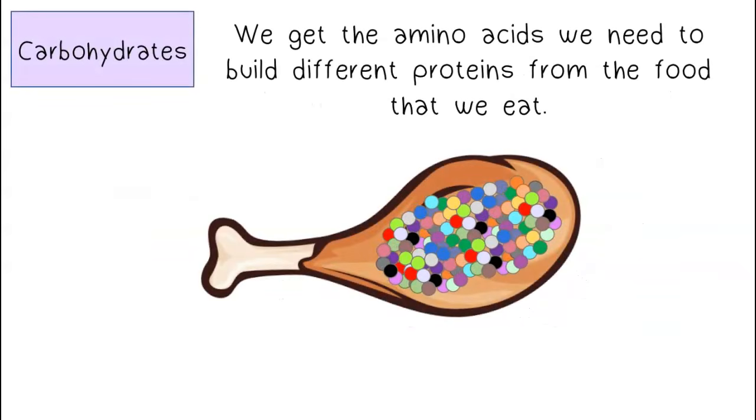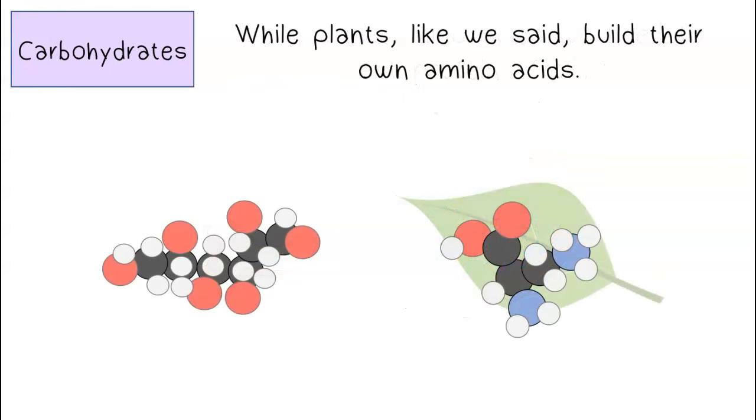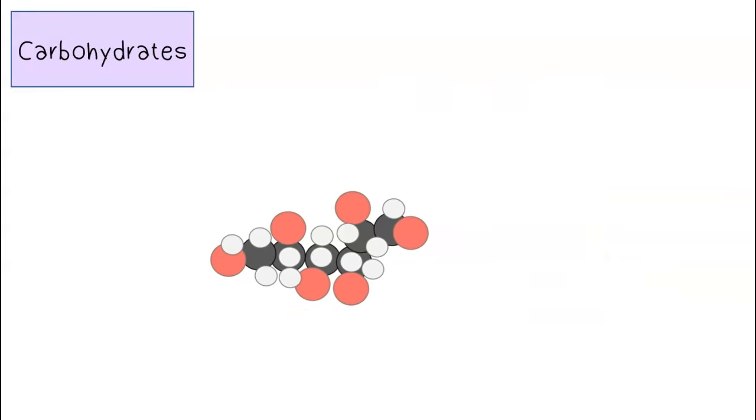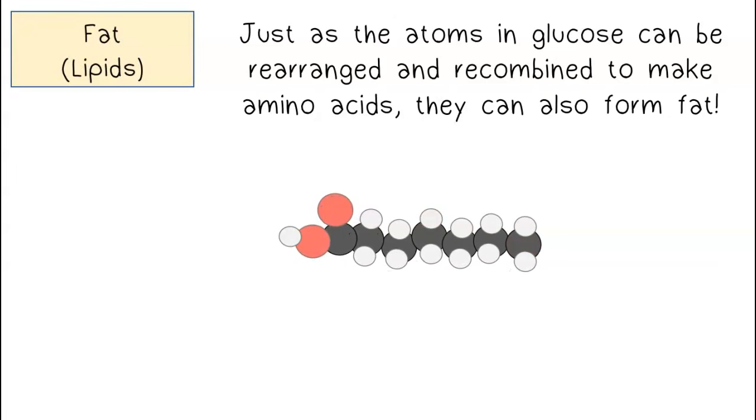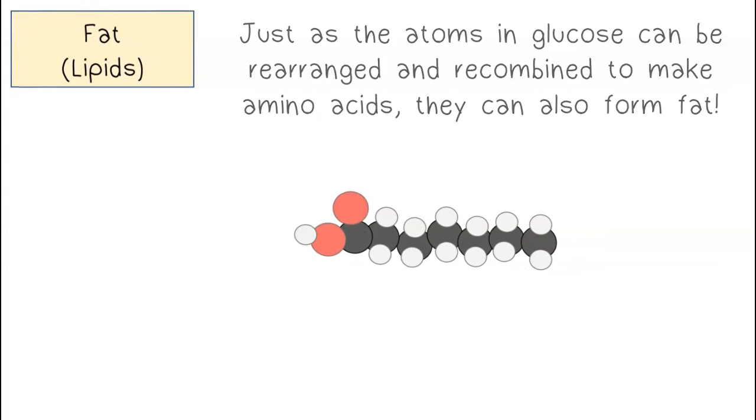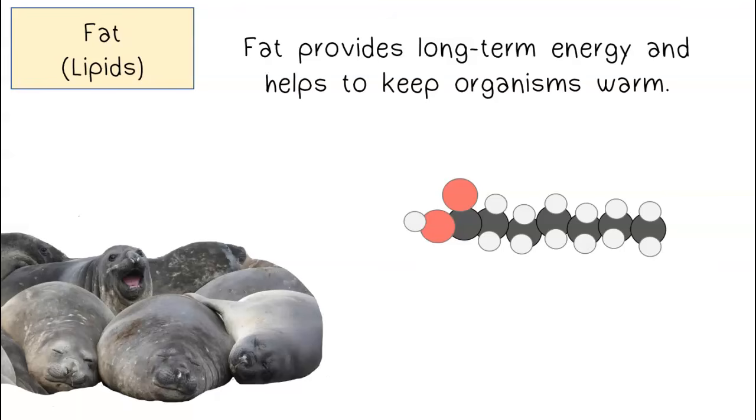We get the amino acids we need to build different proteins from the food that we eat, while plants, like we said, build their own amino acids. Just as the atoms in glucose can be rearranged and recombined to make amino acids, they can also form fat. Fat provides long-term energy and helps to keep organisms warm.